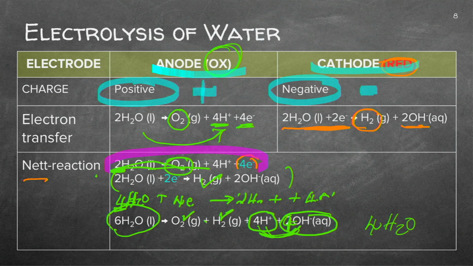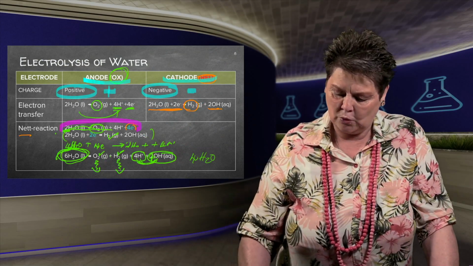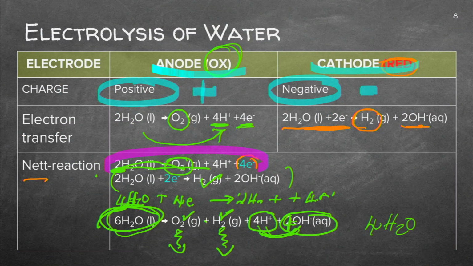What did we do? We actually took water and we made oxygen as well as hydrogen gas. We separated those two from the water. So important that we know that electrolysis is separation of electrolytes.